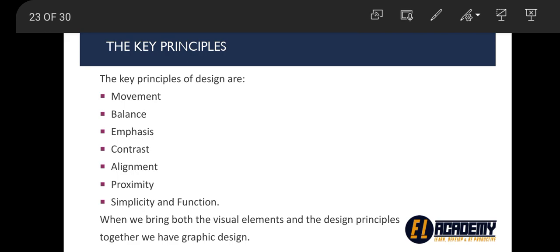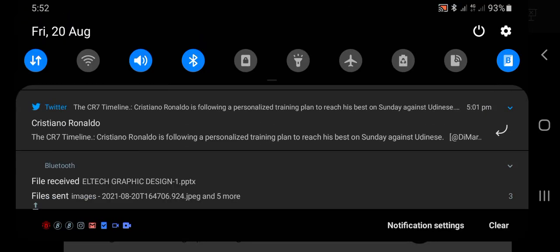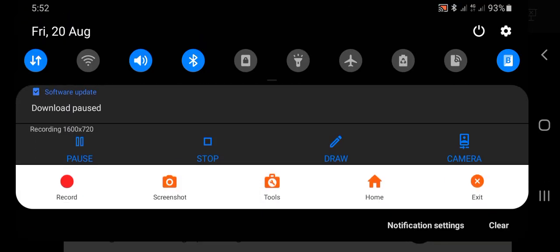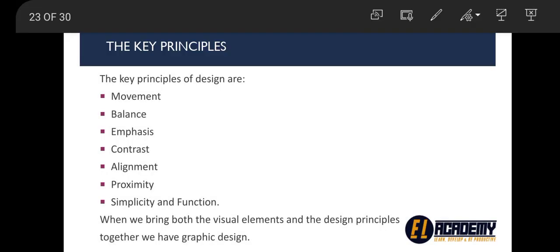When we bring both the visual elements and the design principles together, it is when we have graphic design. Now, I will explain to you why in this particular slide, this text was kept on this side and the picture was on the other side. Okay, so stay with me for a minute. All right, so when the principles and the elements of design are put together is when you have a graphic design.